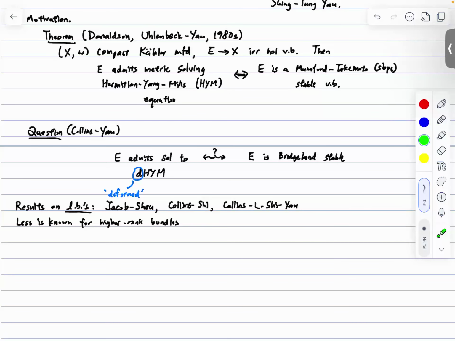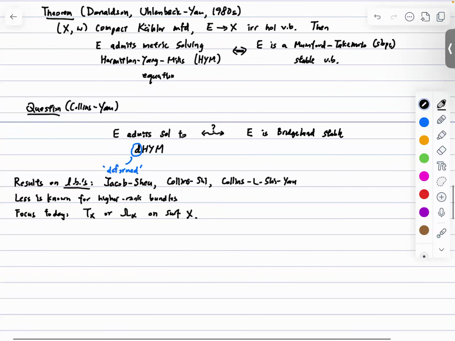And the reason why we focus on the tangent bundle or the cotangent bundle in this talk is that there are a bit more results on the equation side for the tangent or cotangent bundle on surfaces. So the focus today is on the tangent bundle or the cotangent bundle on surfaces. Because on the equation side, even though not very much is known, at least a bit more is known for this particular higher rank bundle.